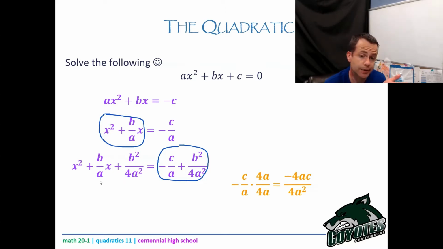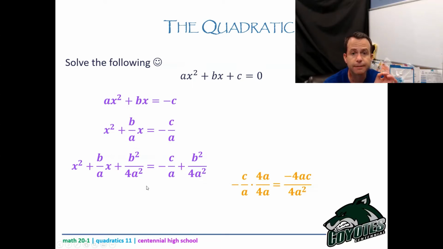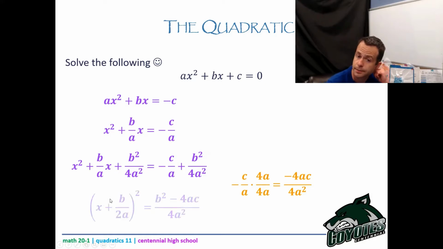Now, on the other side, I've got this cute little perfect square trinomial. I know that that's going to factor into a binomial squared. Well, remember, the first term will be x. The last term will be the square root of this last term here, right? Well, the square root of that would be b over 2a, right? I just square root the top, square root the bottom. And then the sign in the middle is the sign in the middle. We've done that with other lessons. Okay, so that factors into x plus b over 2a all squared.